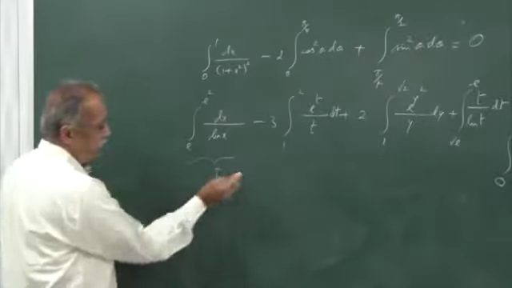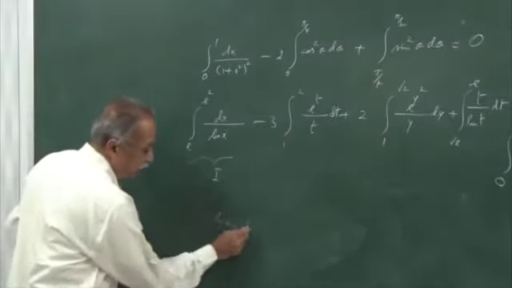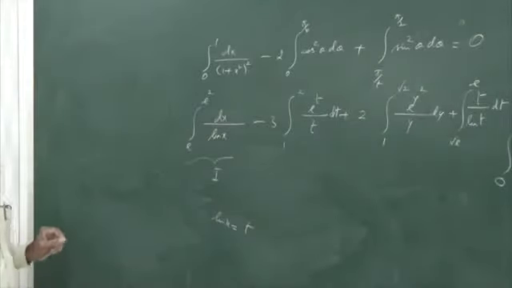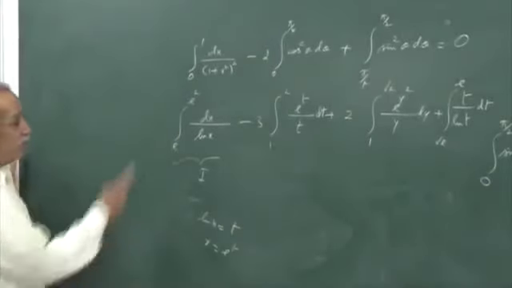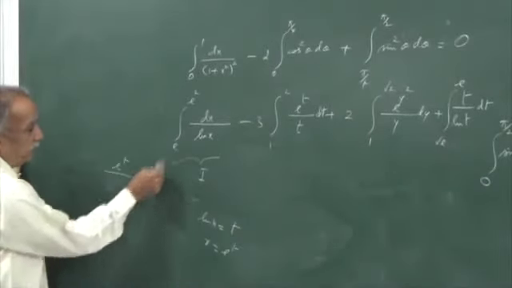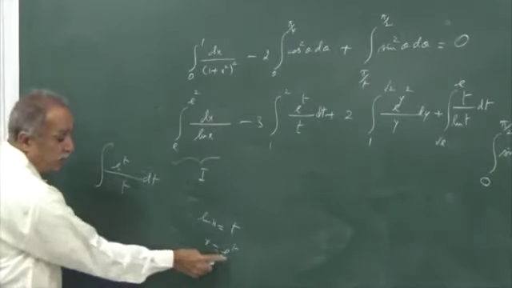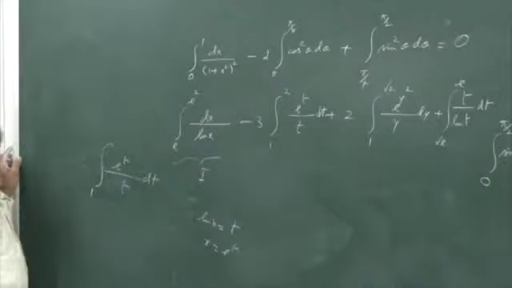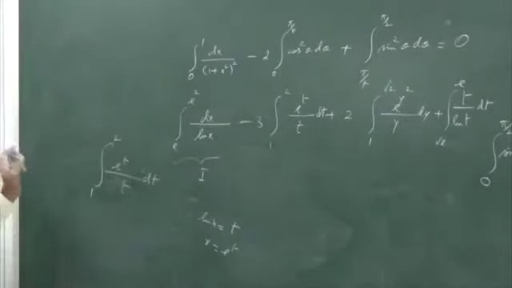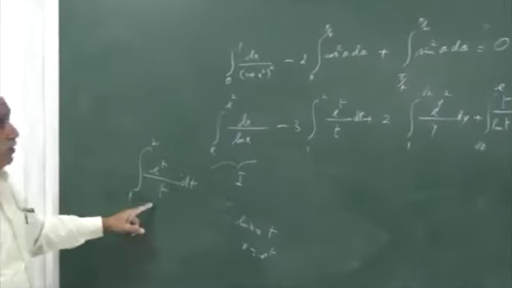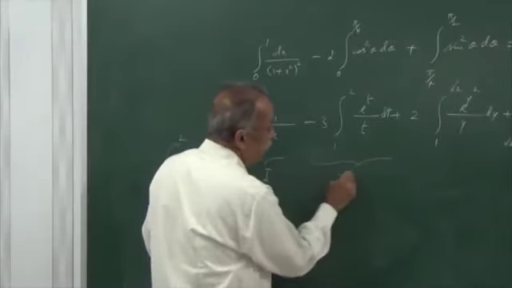Suppose you call this I. In this you apply the substitution log x equal to t. What are you going to get? Log x equal to t means x is equal to e to the power t. Therefore, dx will be e to the power t dt. Log x is t. New limits: when x equal to e, t is 1. When x equal to e square, e to the power t equal to e square, upper limit 2. You will be getting integral 1 to 2 e to the power t by t. Do you find it anywhere? Yes. So, if this is I, this will be minus 3I.